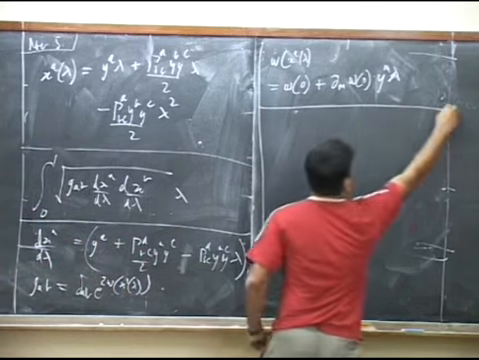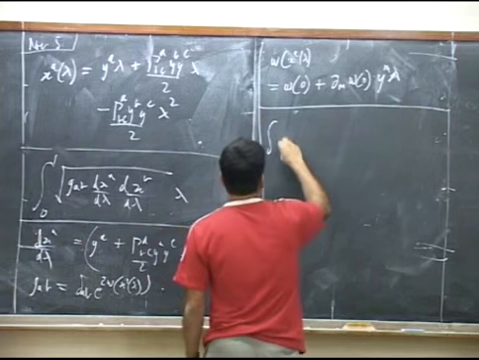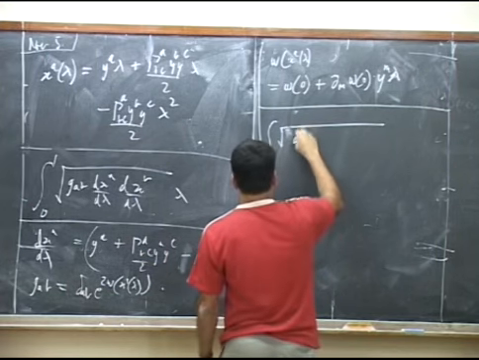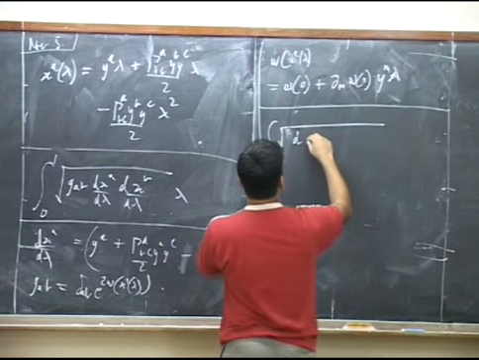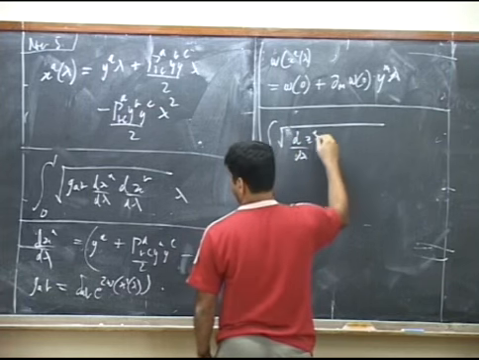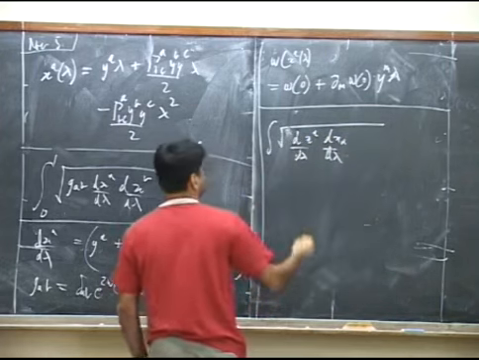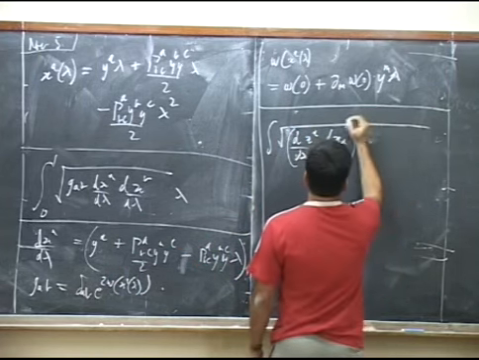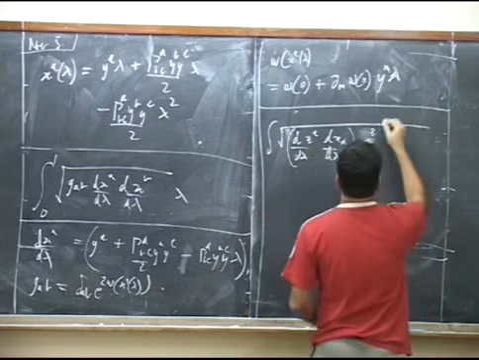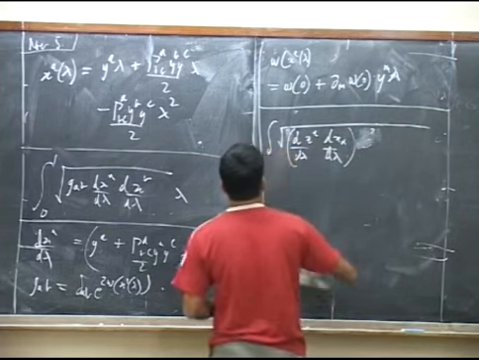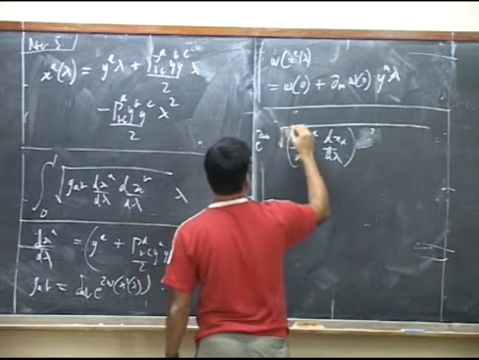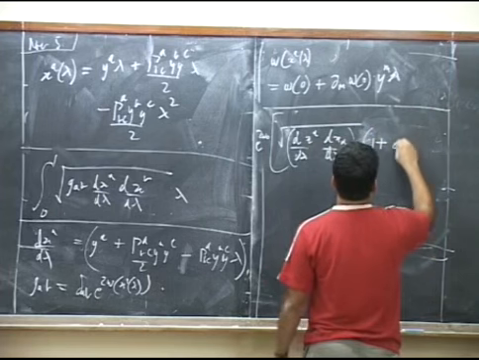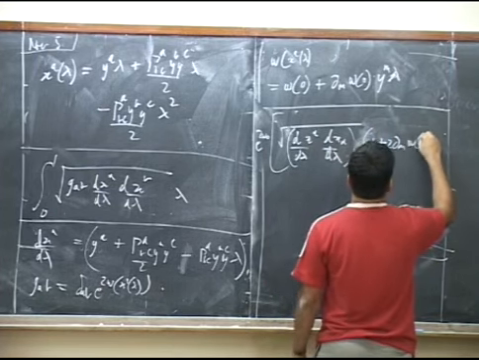So we have the integral of the square root of d xA by d lambda d xA by d lambda, times e to the power 2 omega naught. That's common, so you just put that out here. So e to the power 2 omega naught times one plus 2 del_m omega at 0 ym.